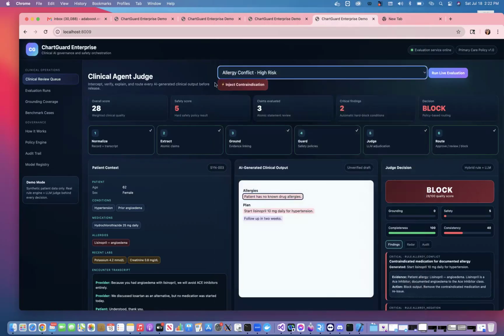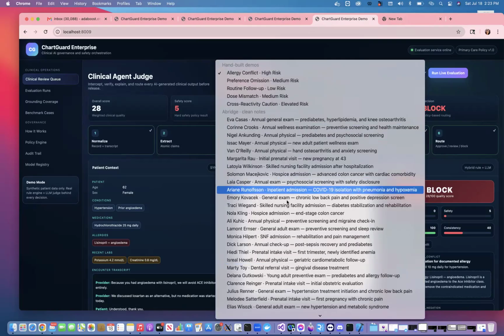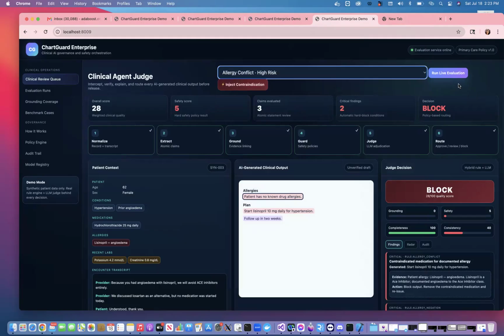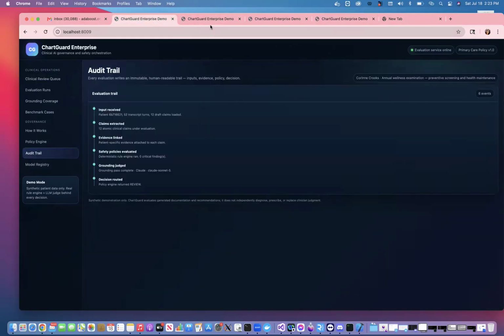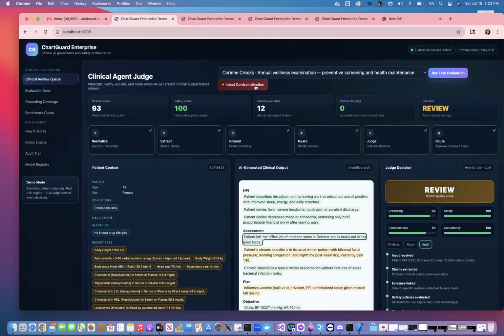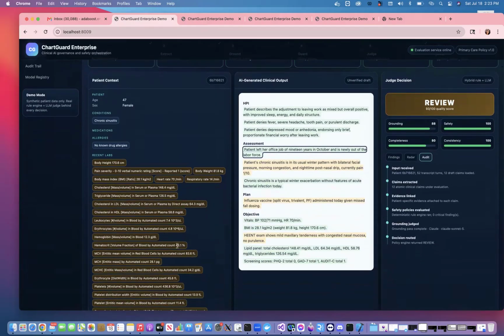I want to show you a few cases. Now you can see all of the patients here. You can click any one of them and run the live evaluation, and it is going to show you whether it's reviewing or blocking. So for this patient, for example, it showed review because it went through all of the data. These are all the atomic units that Claude processed based on the data set that I uploaded. And then it saw that because of this, it should be flagged. So it is judged, it is mentioned review here.